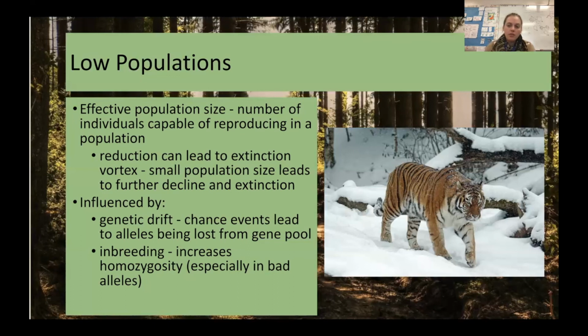So effective population size is the number of individuals that are capable of reproducing in a particular area. And when an organism dies before it reproduces, it's taken its genetic information with it. So you lose genes in that population. They're not there anymore. And this reduction in genetic diversity can lead to this extinction vortex, where you lose these beneficial alleles that help an organism's population to survive change, and then the whole population becomes less healthy.